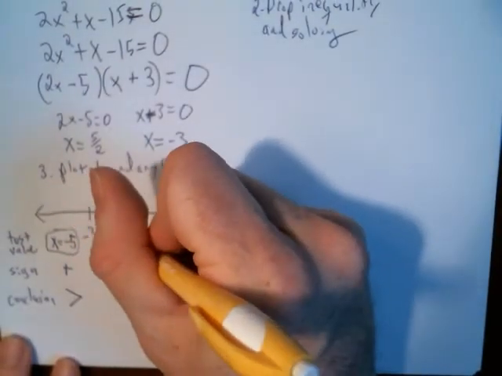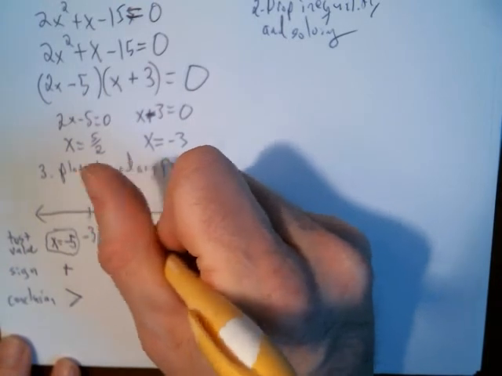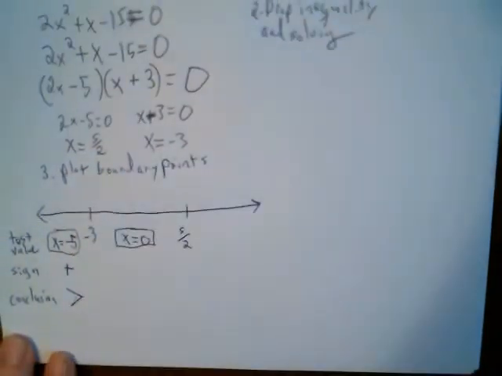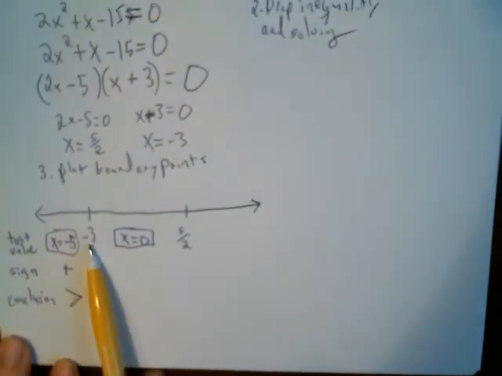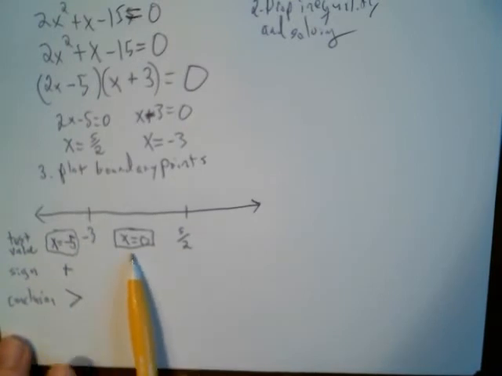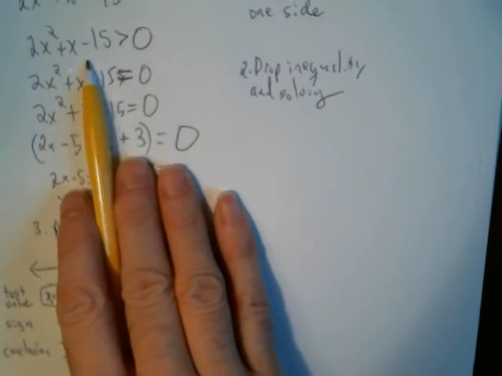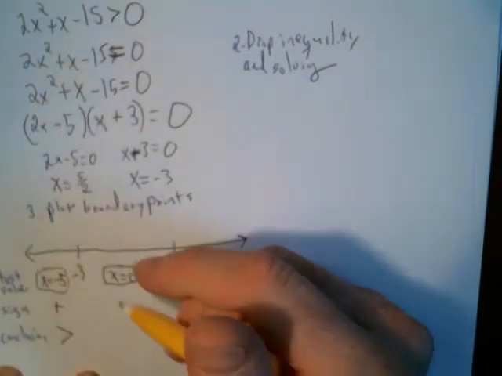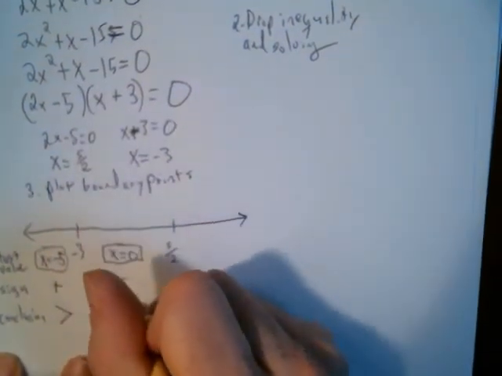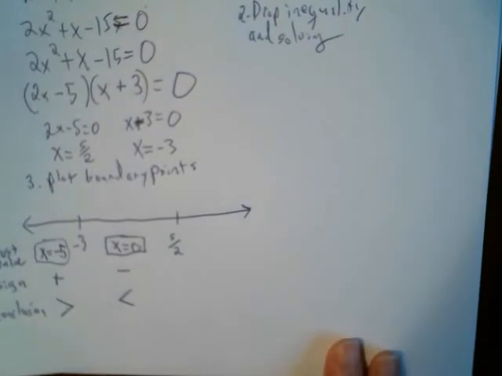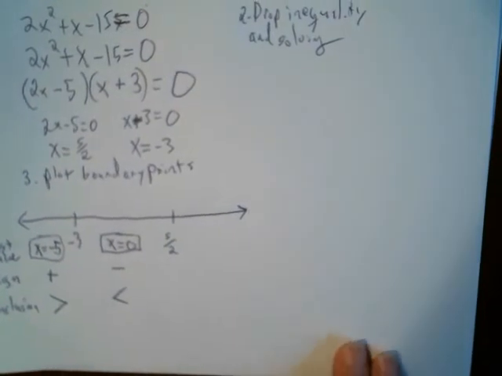I need another test value. I'll pick x is 0. Okay, so an easy number to test in between -3 and 5/2 is 0. So I plug that in. You can plug it into the original polynomial this time. That's easy. It's just -15. So the sign will be negative. And in that interval, the quadratic will be negative. It will be less than 0. So we're not going to use that in our solution set.